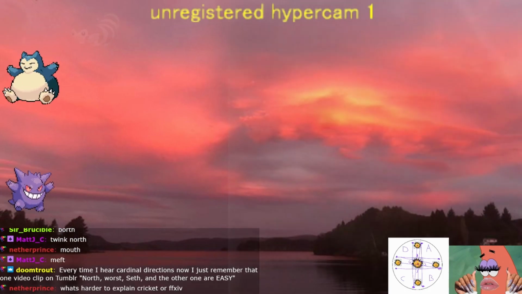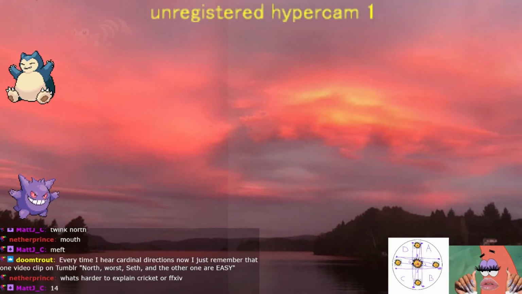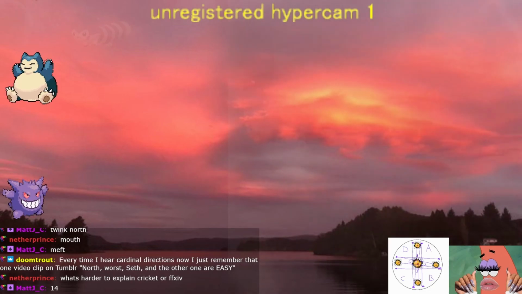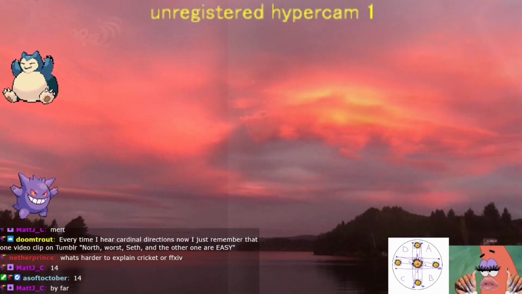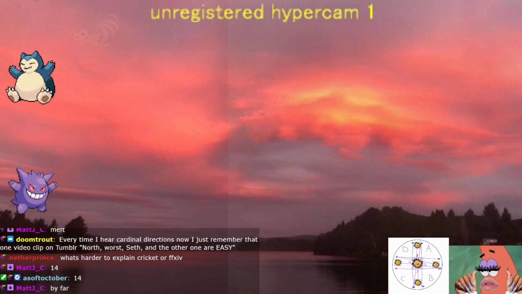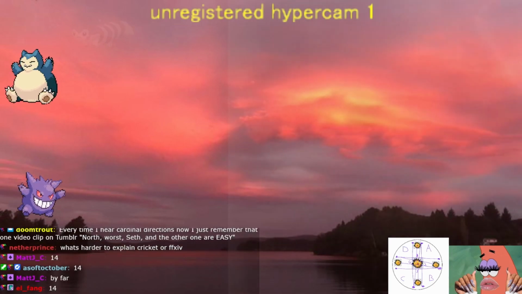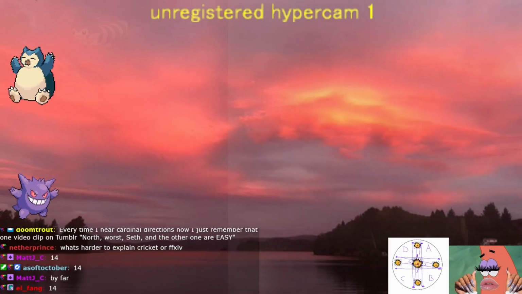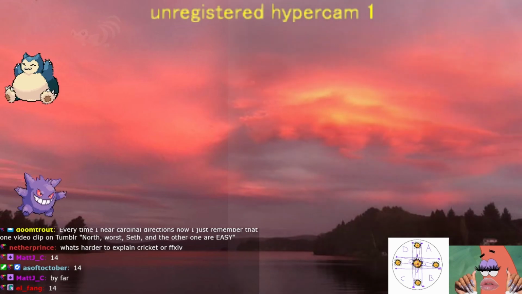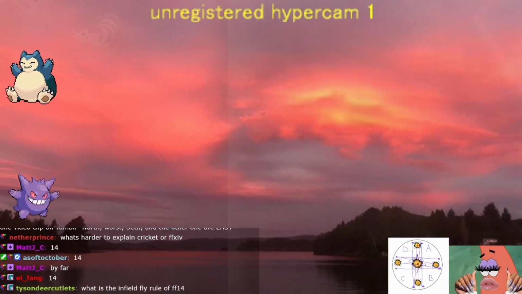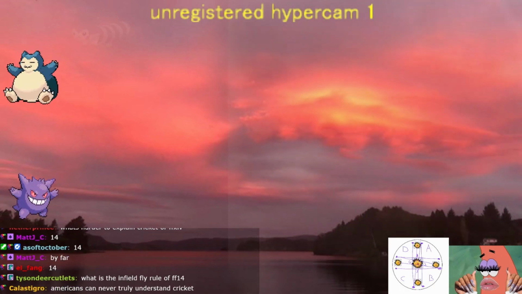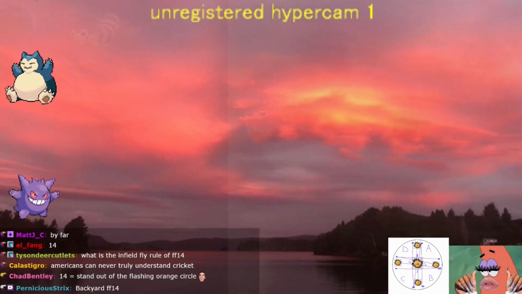What's harder to explain, cricket or Final Fantasy XIV? Depends. Depends what you mean by explain. Explain so you have a fundamental understanding of what the point of it is. They're the same. That's not true, Calistigro. It is baseball. Cricket and baseball are the same sport.